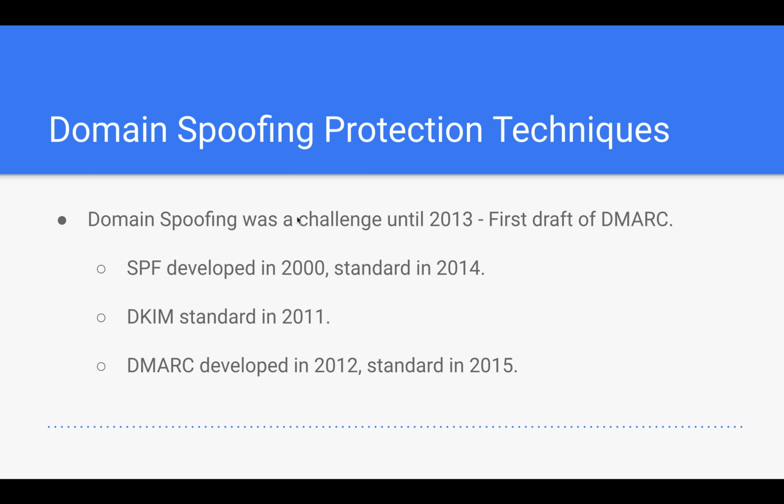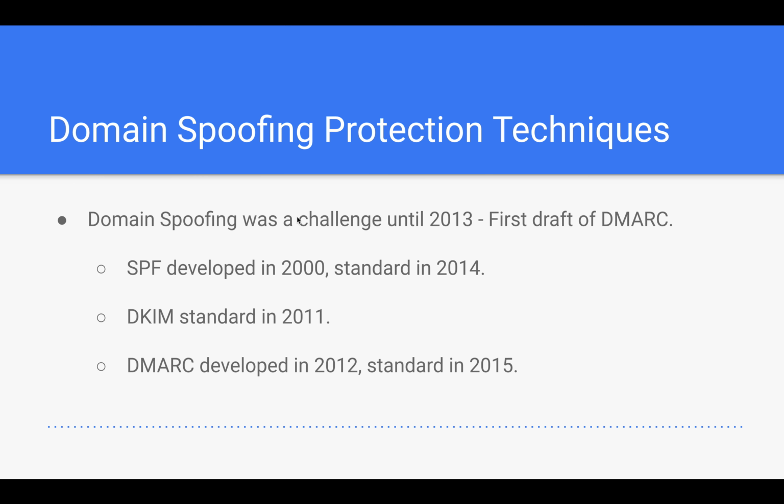For domain spoofing protection to work, three protocols are needed: SPF, DKIM, and DMARC. SPF was developed in the 2000s and became a standard in 2014. SPF is a DNS record that lists the authorized mail servers that can send email on our behalf. DKIM became a standard in 2011.